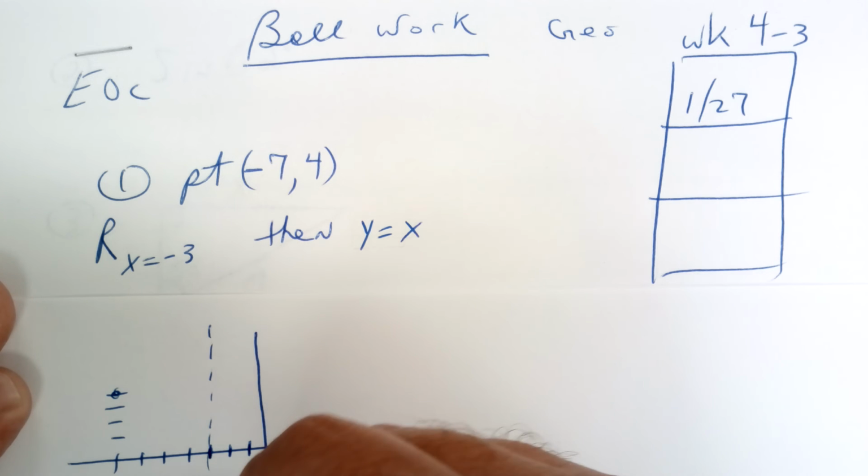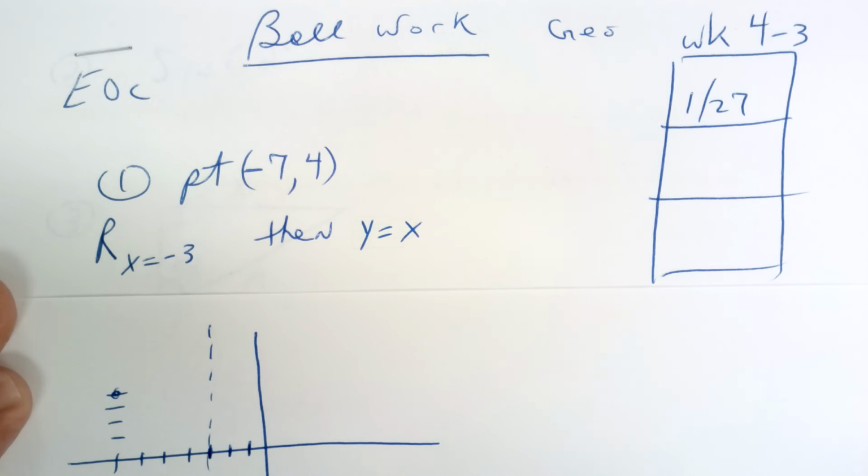So if you're going to reflect that point over that one, what you're going to do is count. Okay, so it's 4 units this way. So you want to go 1, 2, 3, 4 units this way, and that point would be right here.